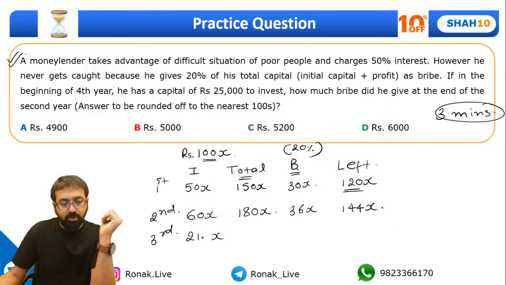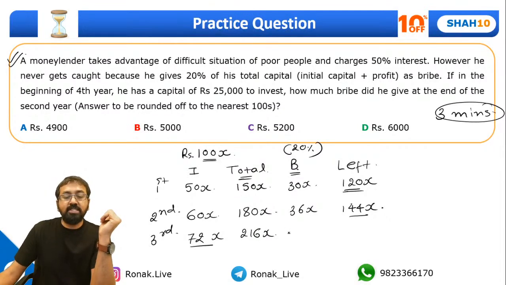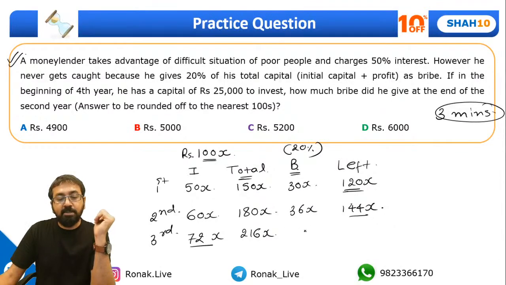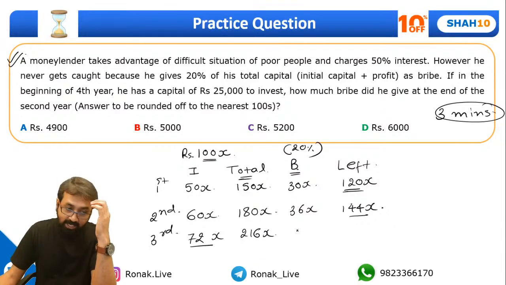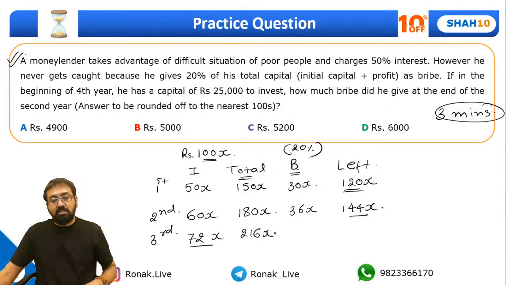So interest will be 72x. Total will come out to be 72x plus 144x, that is 216x. And out of this 216x, he'll pay 20% as the bribe. Now what is 20% of this one? Now it is going to get into decimals, right?